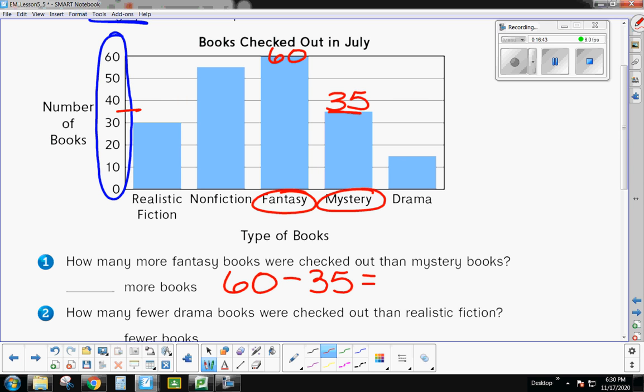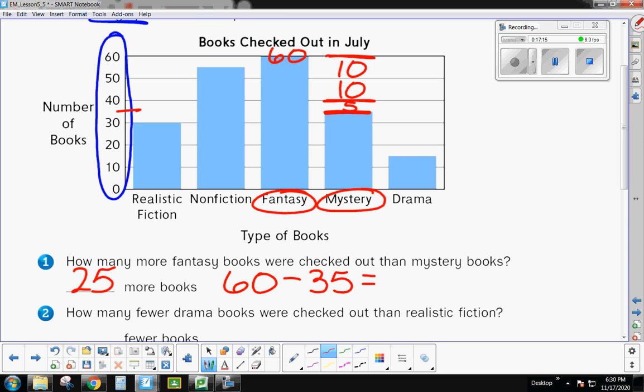Now, subtraction is one strategy, or if you like to use your bar graph and count how many more to go from here to here, just remember, going from here to here is another 5 because my scale is counting by tens. This whole section is a 10, and this whole section is a 10. So how many more fantasy books? In this case, I can add those up, and I would have 25. Okay, so you can subtract, or you can look visually to find the difference.